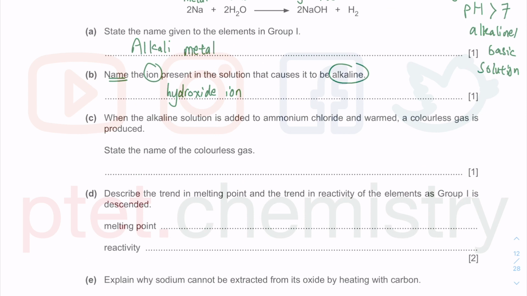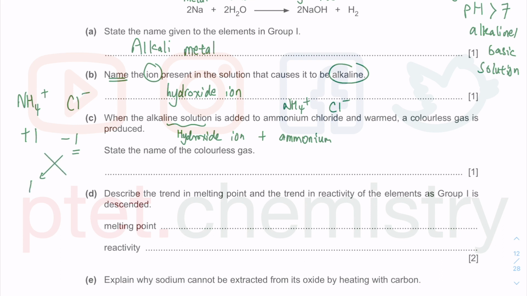Now, when the alkaline solution contains hydroxide ion, you add ammonium. Ammonium is NH4 plus. Chloride is Cl minus. Ammonium chloride is going to be NH4Cl. If you think about your year 9 balancing chemical formula, plus 1 for the ammonium, minus 1 for the chloride. So you cross multiply, the value of the charge is 1 there. So 1 of NH4 plus, 1 of Cl minus. Your formula is going to be NH4Cl.